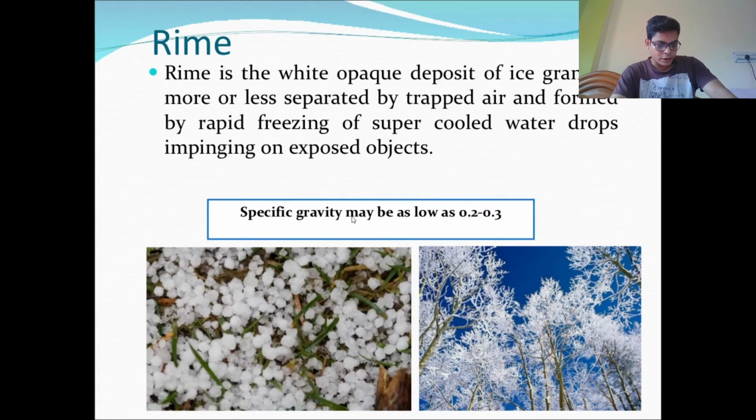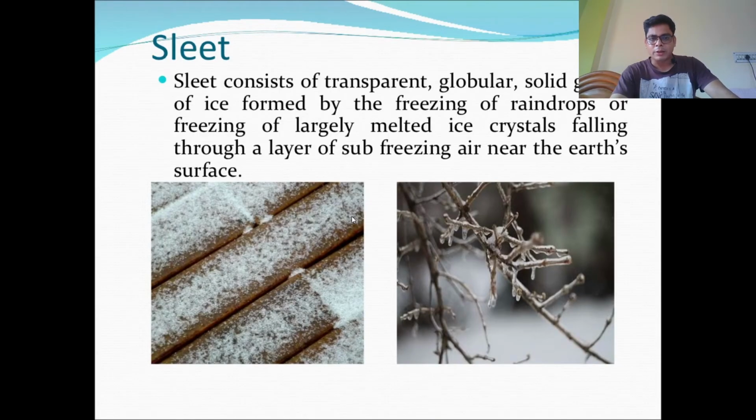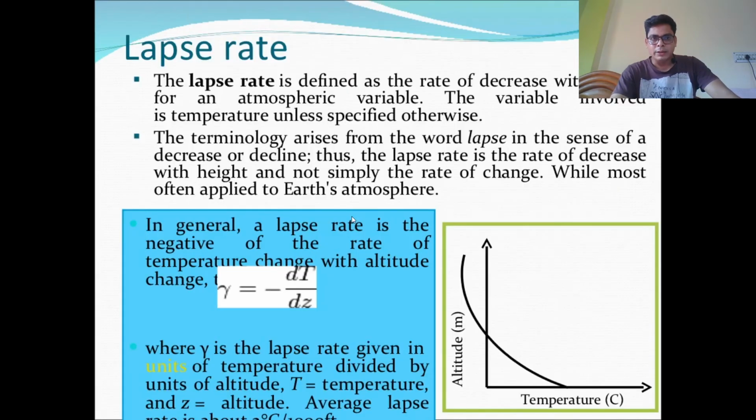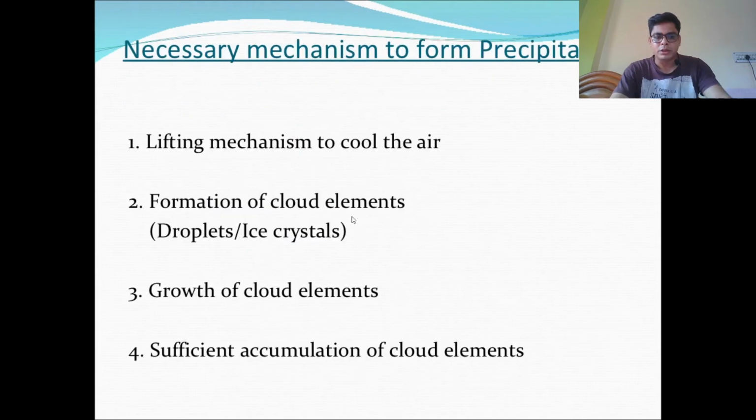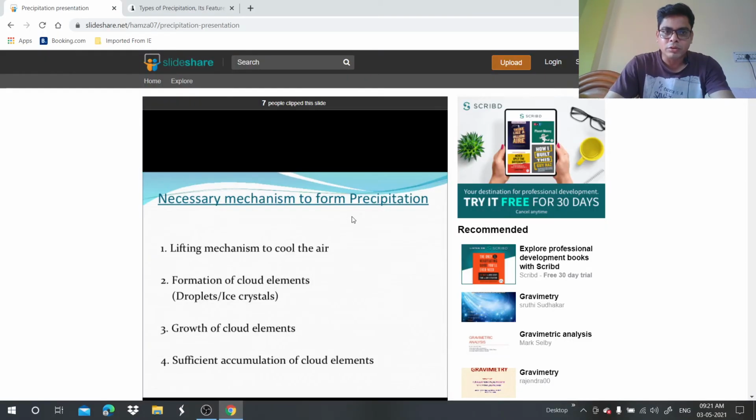So far we discussed the dew, frost, then the fog, mist, hail and snow. Okay. Sleet, another type, is not our concern. Okay. So, this is formation of the precipitation. This chapter we will discuss later. So, this much for today.